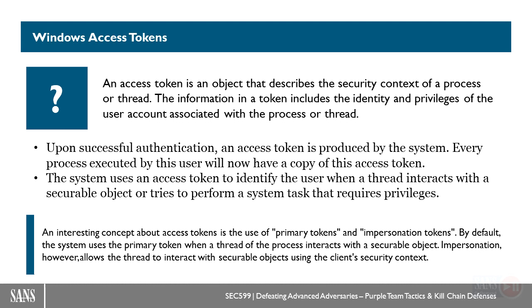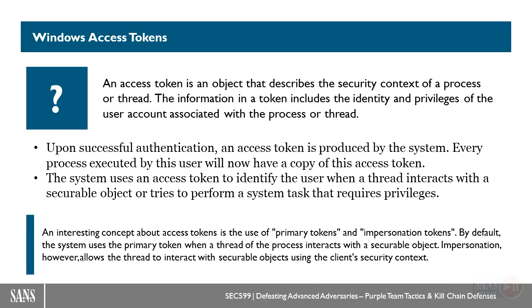The system uses an access token to identify the user when a thread interacts with a securable object. What's a securable object? A file share, a file on disk. So what happens, the OS checks, okay, this process is trying to access this specific file. Is it allowed to access it? Well, check the access token, right? So that's kind of your privilege, if you will.